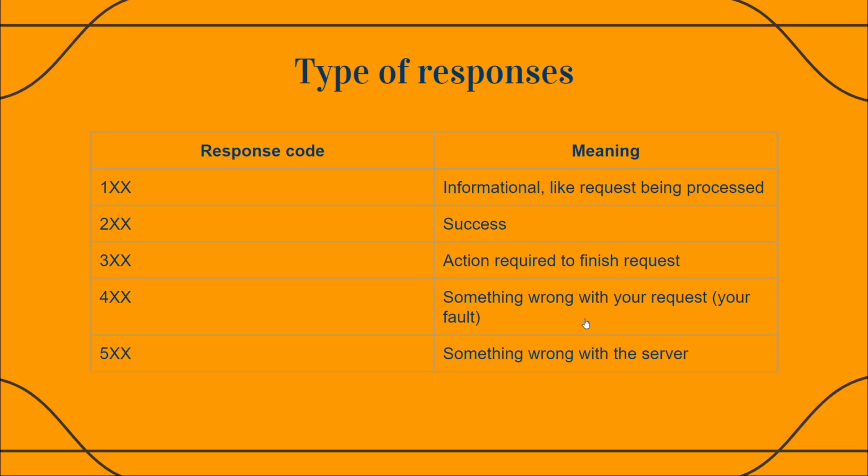So for the response codes, first of all, we've got the hundreds that begin with 1 and it's informational: a status code that actually tells us something, that the request is still being processed, please wait, etc. The 200s are for the success of the request. 300s, it means that an action is required to finish your request. 400s, something wrong with your request, so it means that it is your fault, right?